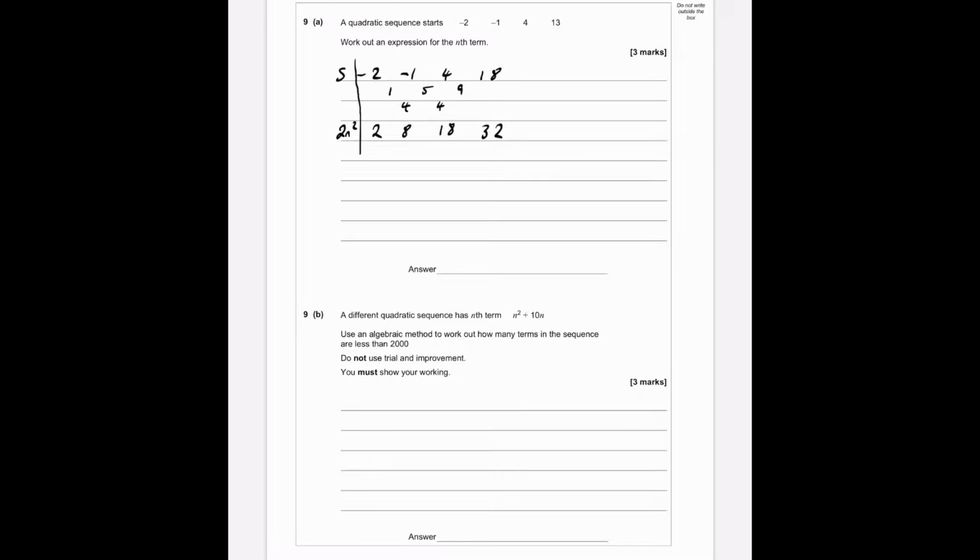Let's call the original sequence S, unoriginally S for sequence, and I'm going to subtract that sequence from my new sequence 2n squared. When I do that, 2 take away -2 is 4, 8 take away -1 is 9, and so on, and we're left with the sequence that is 1 less than the 5 times table. So 2n squared minus S is going to be equal to the 5 times table, subtract 1, or 5n minus 1, and then let's make S the subject. Bring S onto the right, subtract 5n, add 1, and we get the original sequence being 2n squared minus 5n plus 1.